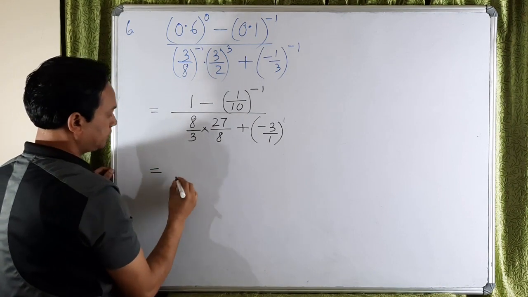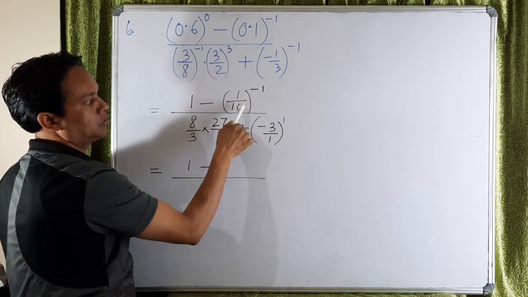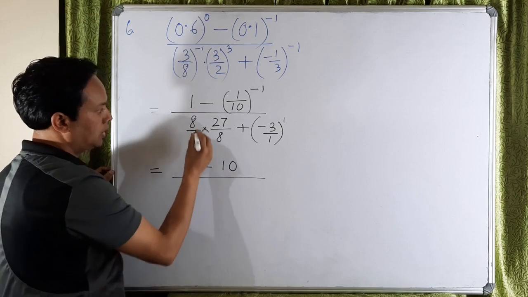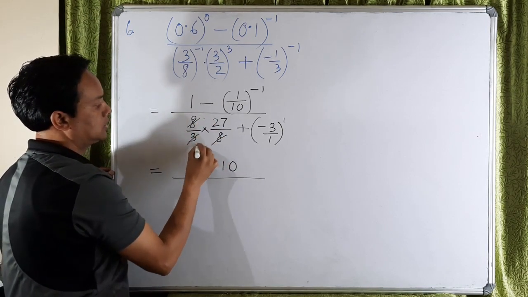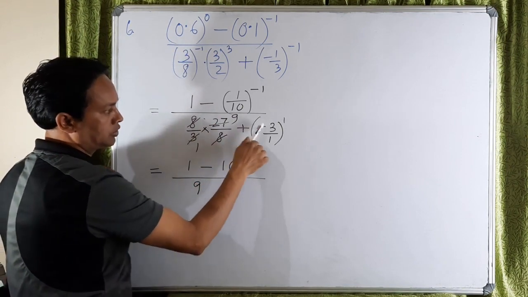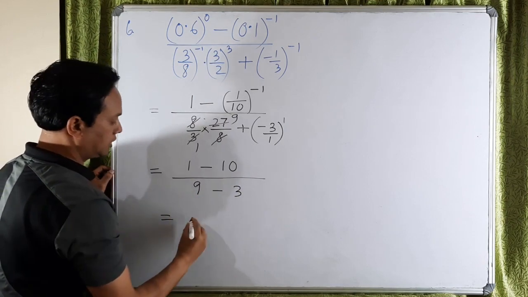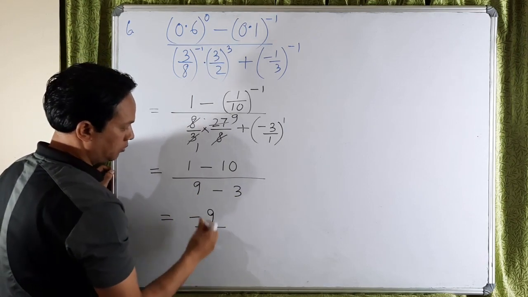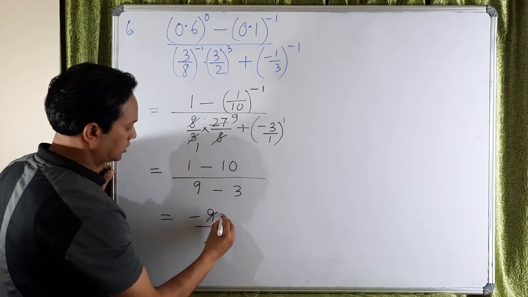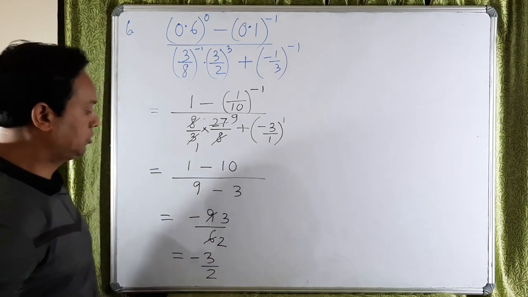So next line, this 1 minus 1 by 10 to the power minus 1 will become 10 by 1. So it will become only 10 power 1. We don't have to write. Here 8 and 8 we can cancel. 3 1s are 3, 3 9s are 27. We are left with 9. Plus into minus, minus 3 power 1 is 3. So we are left with 1 minus 10 is minus 9, by 9 minus 3 is 6. We cancel. 3 2s are 6, 3 3s are 9. So it will be equal to minus 3 by 2.